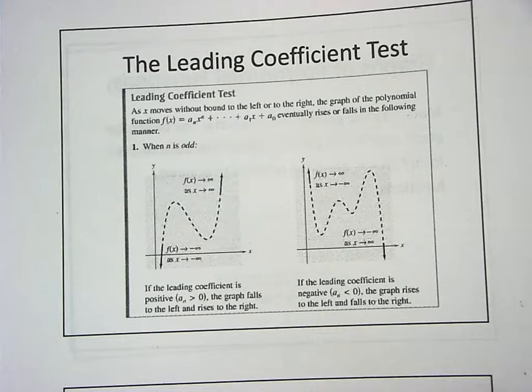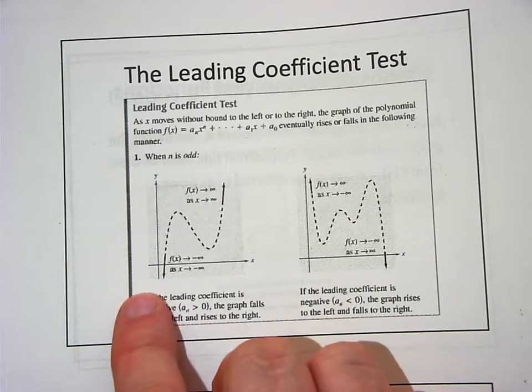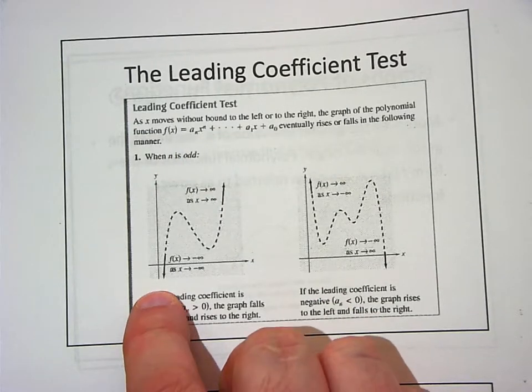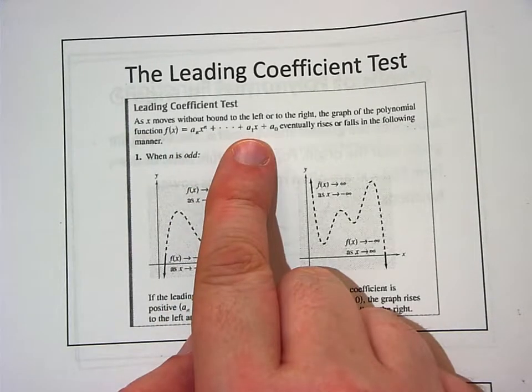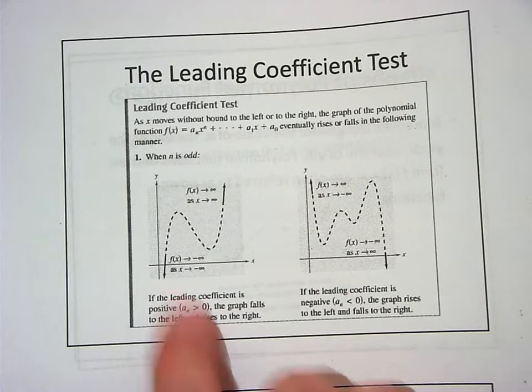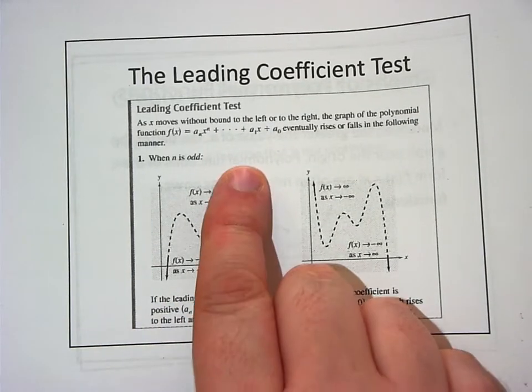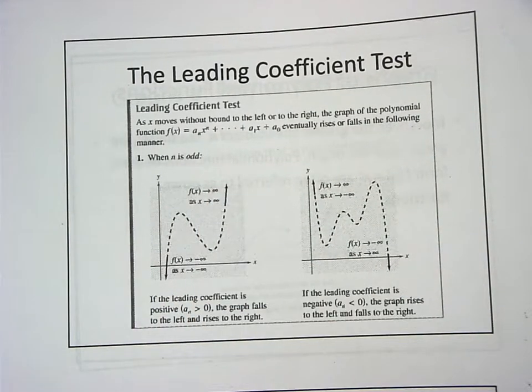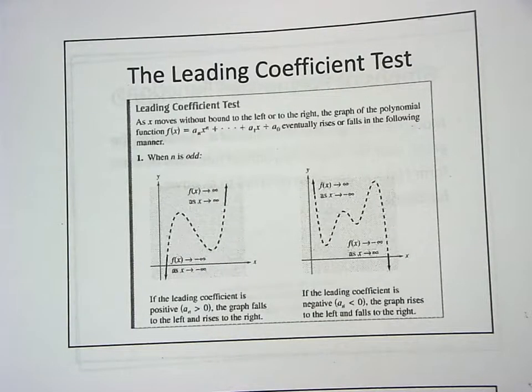So the idea is, based on what that biggest power is and what the leading coefficient on that term is, you can actually tell quite a bit about the graph. I can tell if this is raised to the third, that it's going to do something like this in the middle of it. If A is positive, I know it's going to start low and end high. This book will describe that as it falls to the left and rises to the right.